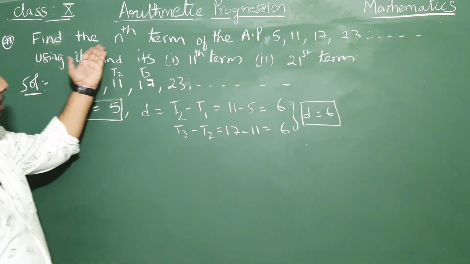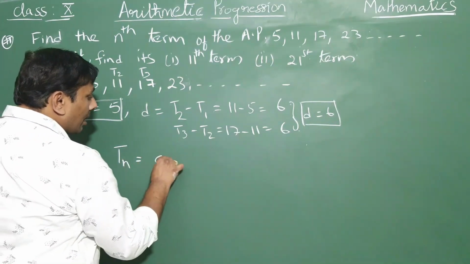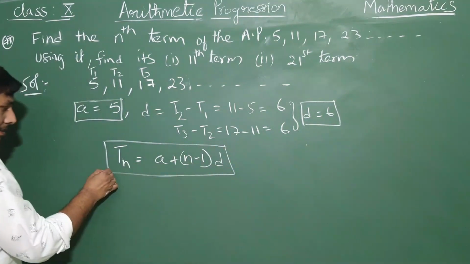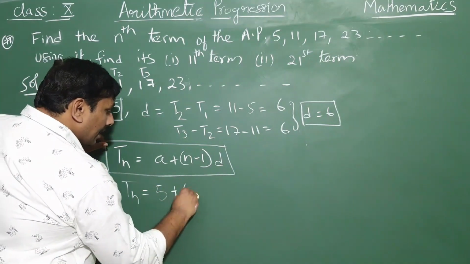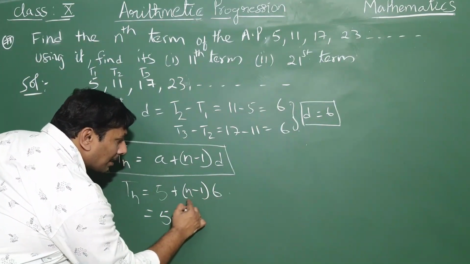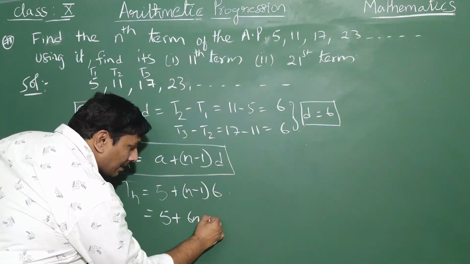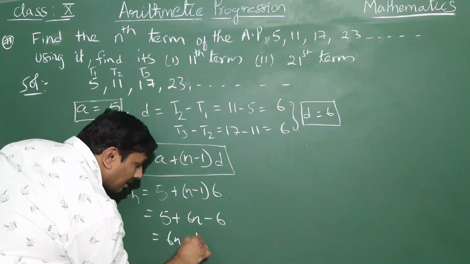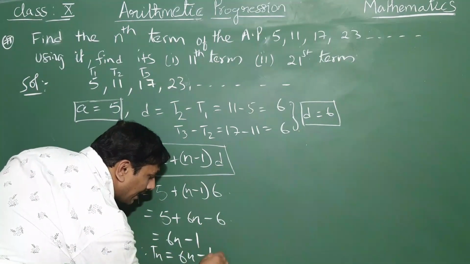Now we have to find out the nth term of an AP. Generally we know the nth term formula: Tn is equal to A plus (n minus 1) into D. Now we will substitute A and D in this. That is Tn is equal to 5 plus (n minus 1) into 6. That is 5 plus, now multiply 6 with these two numbers: n into 6 is 6n, minus 1 into 6 is minus 6. Now see here, 5 minus 6, you will get 6n minus 1. So therefore Tn is equal to 6n minus 1.